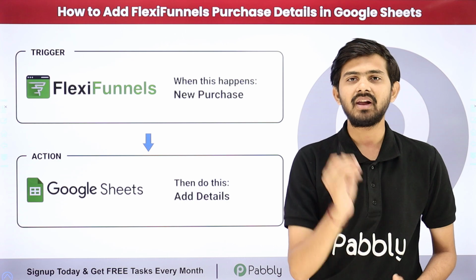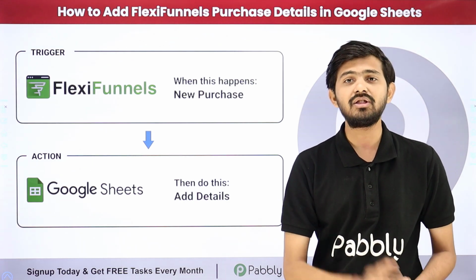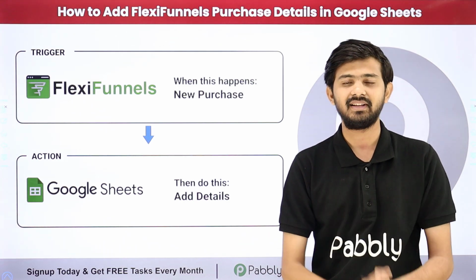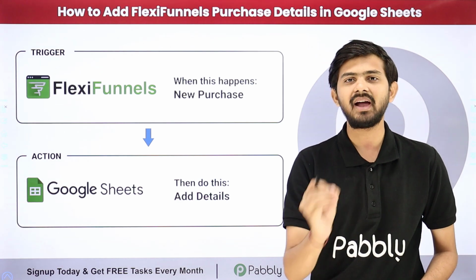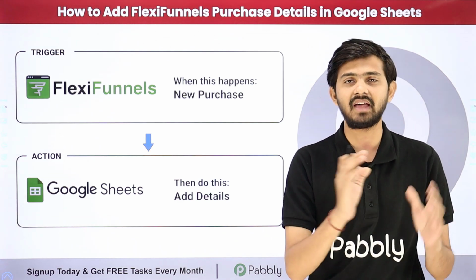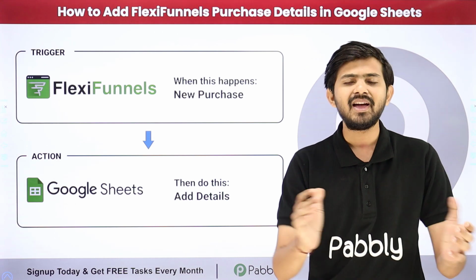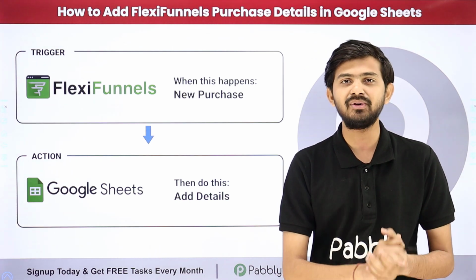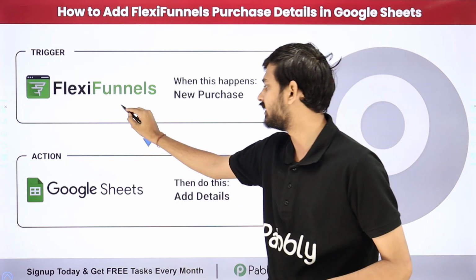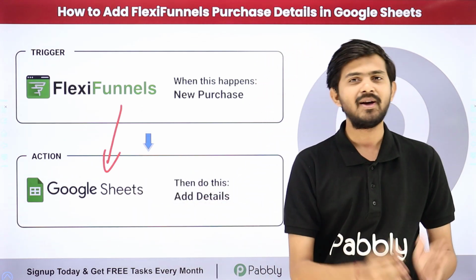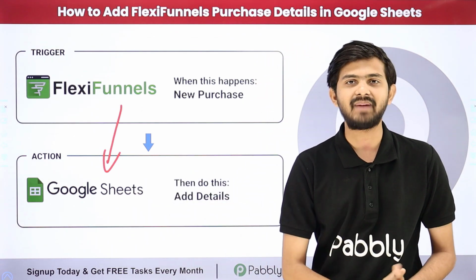So I'm running an online marketing business and now I'm managing all my sales through FlexiFunnels. Now what I want to do is automatically keep the record of all my sales and purchases in my Google Sheet. For that, I'm going to simply build a connection between FlexiFunnels and Google Sheets. For building this connection, I'm going to use Pabbly Connect.